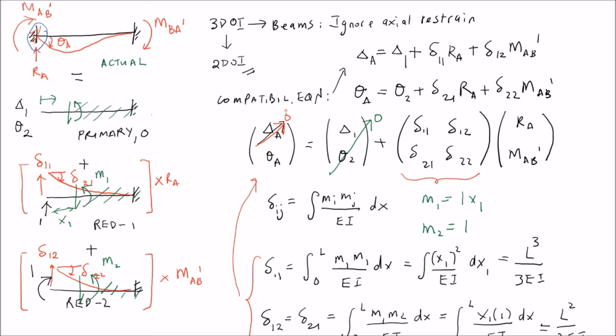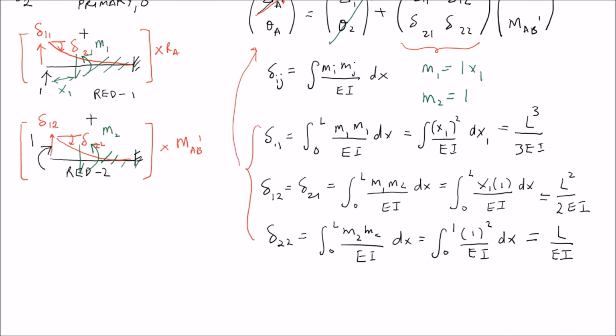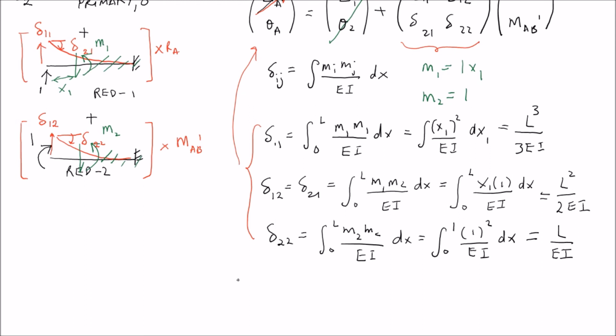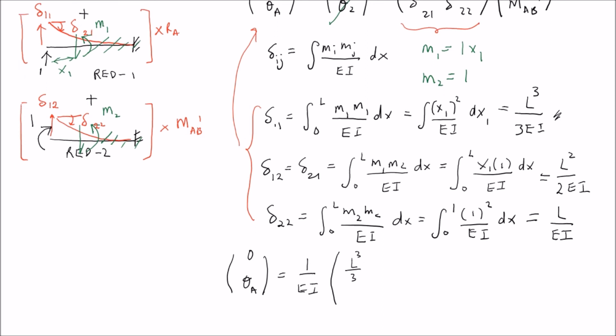Displacement at A is basically 0 because point A here is not moving. So this equation will result to, I rewrite it down, 0 theta A equals to delta 1,1. I can also take out the EI, so 1 over EI. Delta 1,1 is L cubed over 3. Delta 1,2 is L squared over 2, which is the same here. And finally it's L.